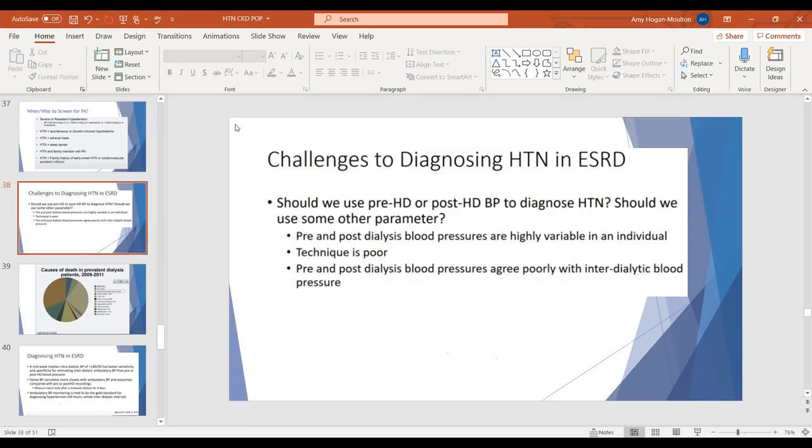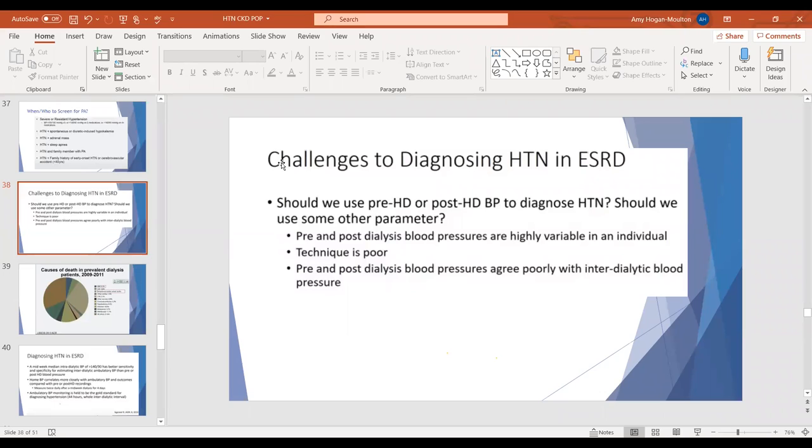So for dialysis patients, should we use pre-blood pressure or post-blood pressure to diagnose hypertension? Or should we be using some other parameter? Pre and post dialysis blood pressures are very variable. The technique is poor. We like to be very responsible, but patients come into the renal center and often get their blood pressures checked even when it's not on their bare arm. It is common in the renal center that the patients have to have their blood pressures checked frequently during their treatment, and the room might be very cold. We like the temperature lower because then they won't drop their blood pressure as much, but they often get their blood pressure checked even through, I hope not a coat sleeve, but maybe a shirt sleeve, which isn't really standard of care, but that is what happens in the world.